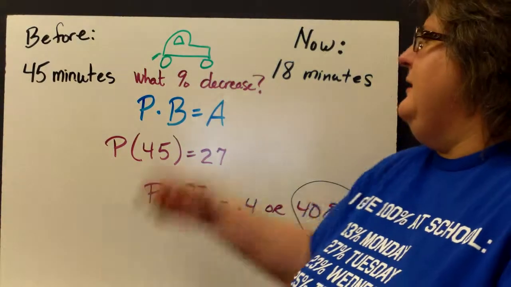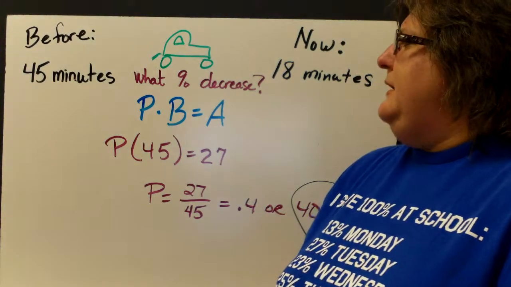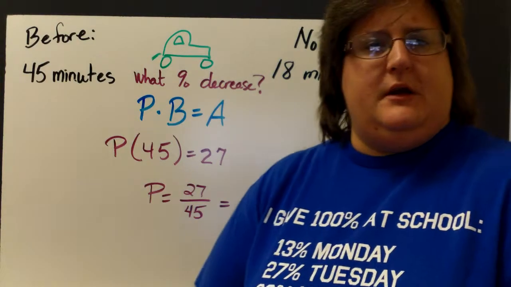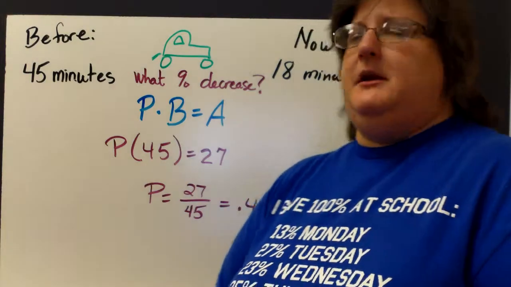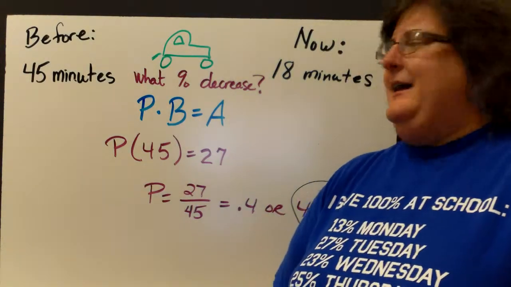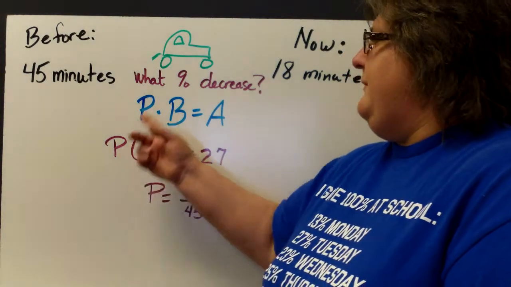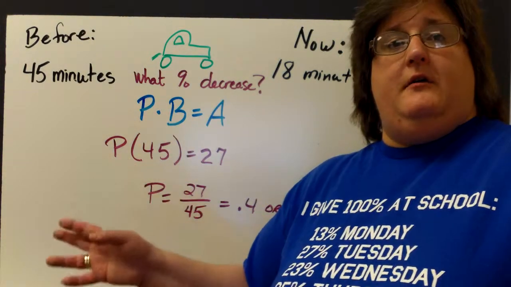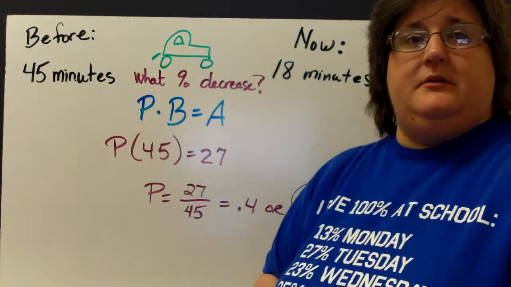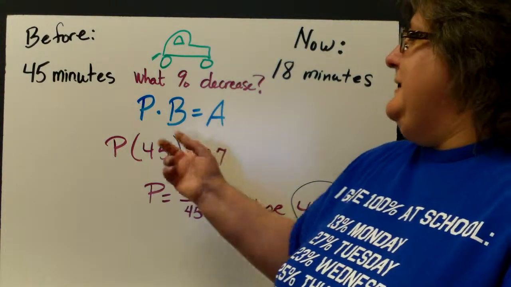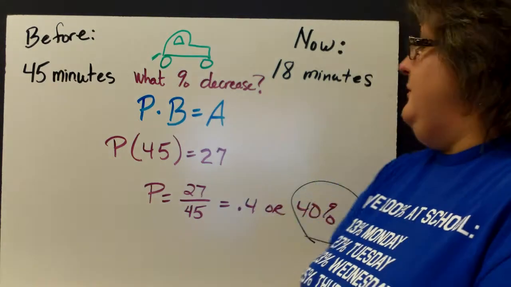Here's another one for you. A little bit of a car thing. Let's say that before it took you 45 minutes to commute to school. They built a bridge. Now it only takes you 18 minutes to get to school. That's great. Now, what is the percent decrease in time? Again, we're looking for the percent decrease. Our P is going to be our variable. The base is always our original amount, and our amount is how much of the decrease. It decreased by 27 minutes.